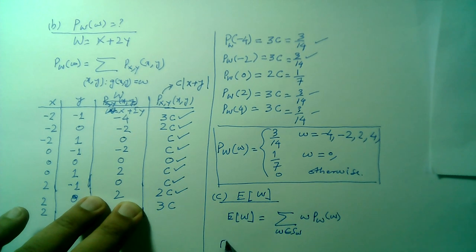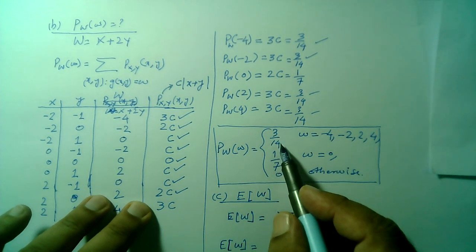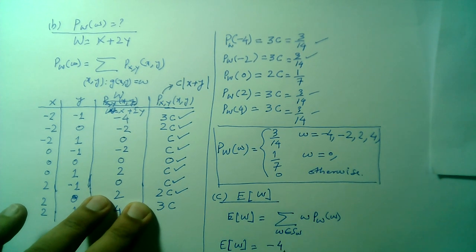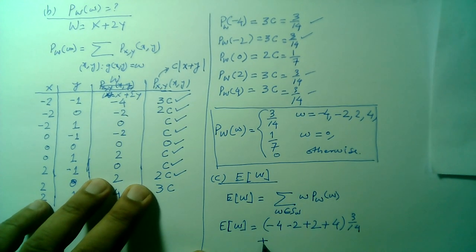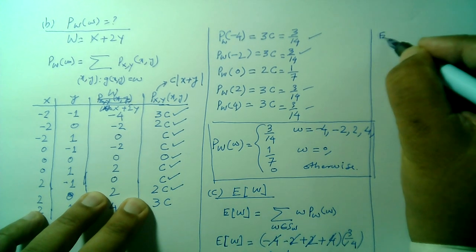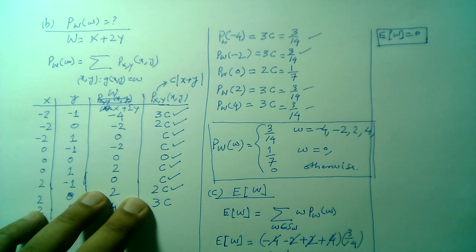So for example, the expected value of W is minus 4 multiplied by 3 over 14, plus minus 2 multiplied by 3 over 14, plus 2 multiplied by 3 over 14, and 4 multiplied by 3 over 14, plus 0 multiplied by 1 over 7. So we can summarize it like this: minus 4, and then minus 2, plus 2, plus 4, multiplied by 3 over 14, and then plus 0 multiplied by 1 over 7, right? So as you can see, this cancels out with this, and this is already 0. So this is 0 basically. So we can say that the expected value of W is 0. We are done with part C also.